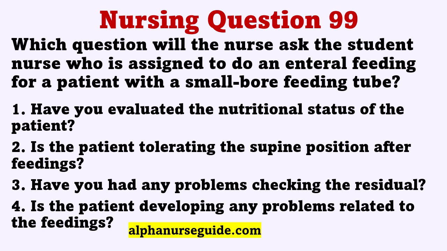The correct answer is 3. Have you had any problems checking the residual? Rationale. A disadvantage of small bore feeding tubes is that they are prone to clogging, and checking for residuals can be difficult. If the tube gets clogged, it may have to be removed and reinserted. Placing the patient in a supine position is incorrect. The head of the bed needs to be elevated 30 degrees to 45 degrees during feedings and for 30 to 60 minutes after the feeding to reduce the risk of aspiration.